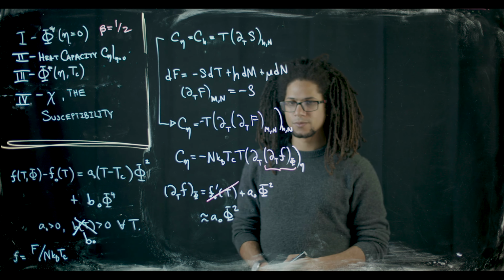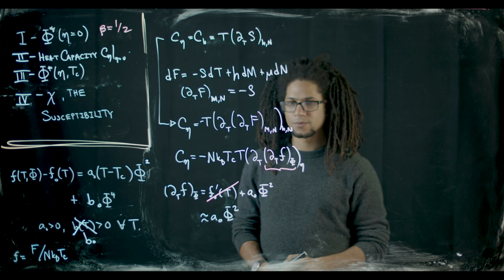So we get C_eta is equal to minus N k_B T_c T times the partial derivative with respect to T of a_0 phi squared, but a_0 is a constant, so it can come out. And we just get phi squared and then eta. Good. But since we want to take a partial derivative of phi with respect to T while fixing eta, we should bring back our expression for phi. I'm going to drop the star here, but just a reminder that it really is there.